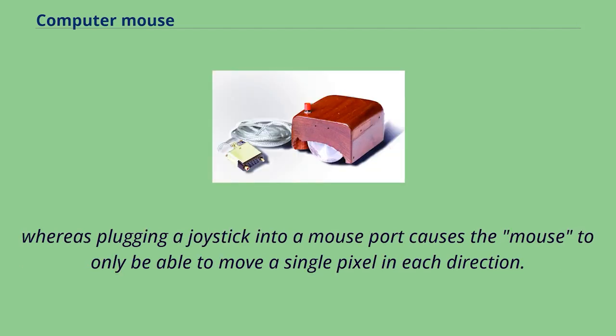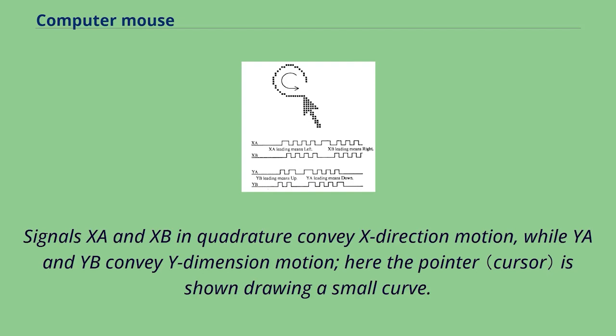Whereas plugging a joystick into a mouse port causes the mouse to only be able to move a single pixel in each direction. Signals X1 and X2 in quadrature convey X direction motion, while Y1 and Y2 convey Y dimension motion. Here the pointer is shown drawing a small curve.